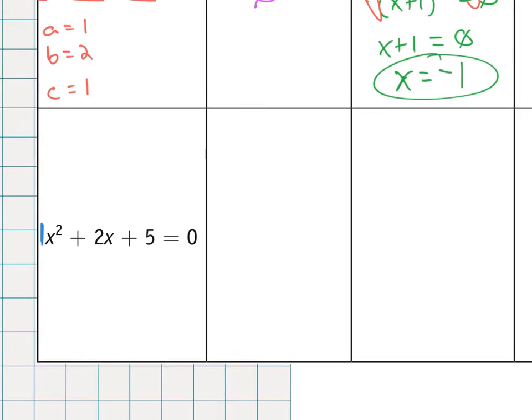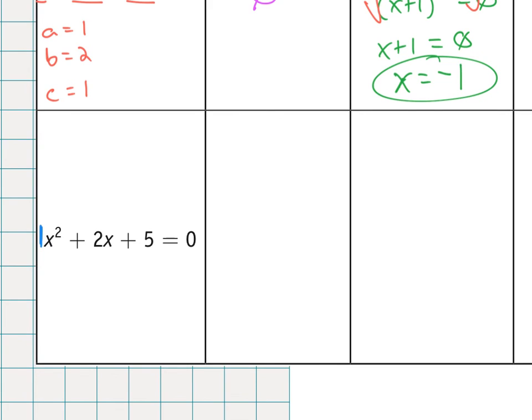Again, find the discriminant first. So let's go ahead and set it up. B squared minus 4 times A times C. And let's go ahead and identify our A, B, and C. A is 1, or sorry, B is 2, and C is 5. All right, so go ahead and plug those in. B squared minus 4 times A times C.